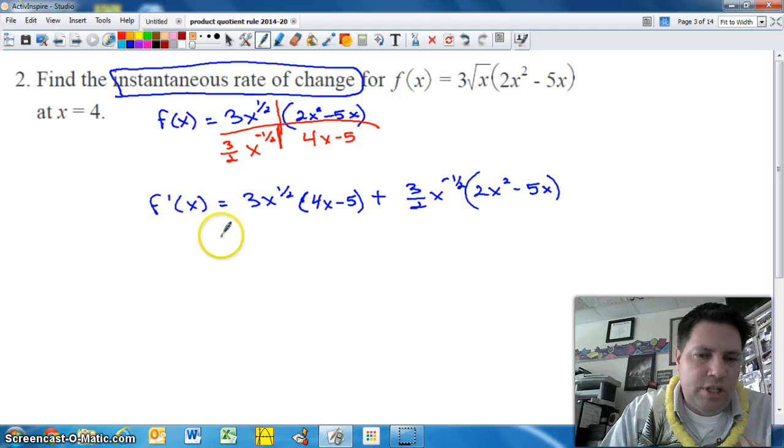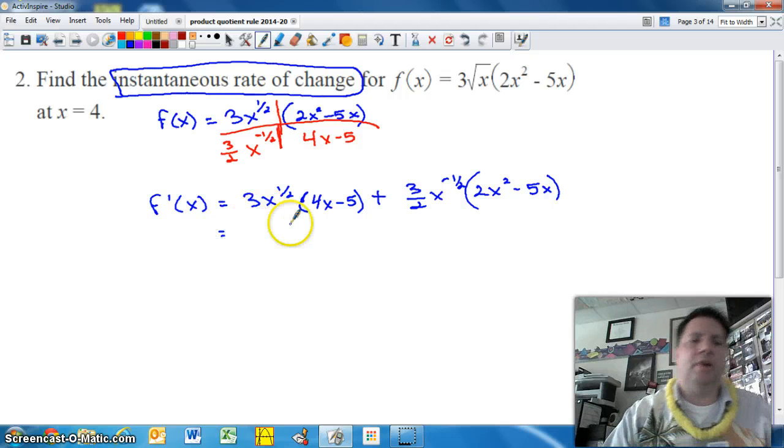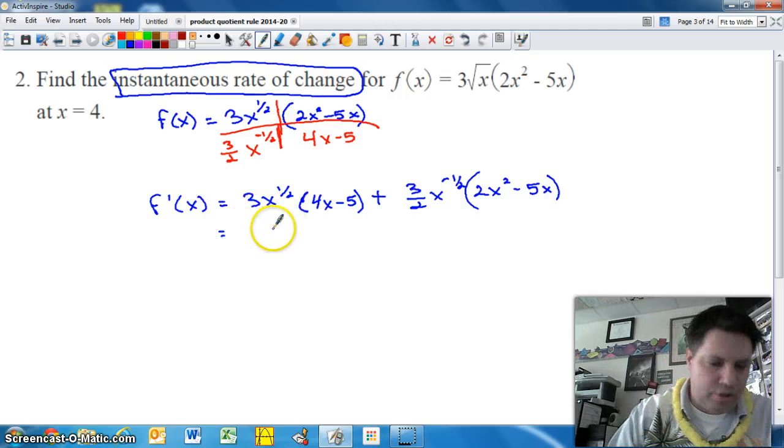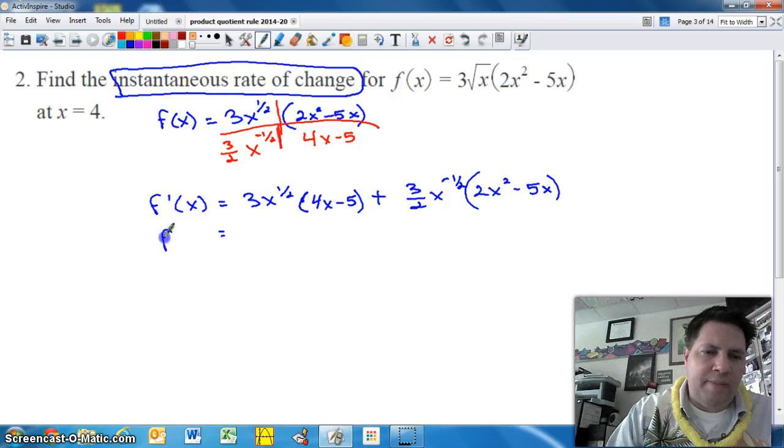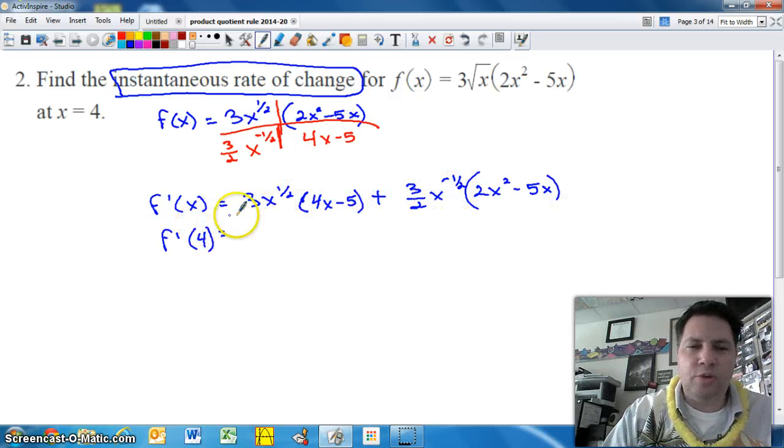And if you have any questions while I'm simplifying this, Ms. Allen can pause it and walk you through how to do that. But we're going to distribute, or we could distribute, but we really wanted f prime at 4. If we plug in 4, sometimes it's easier to evaluate these. Instead of trying to simplify all this down first, sometimes it's easier to work with numbers.